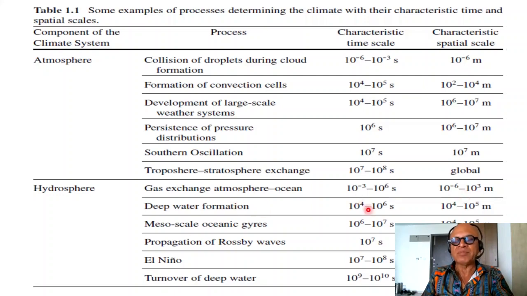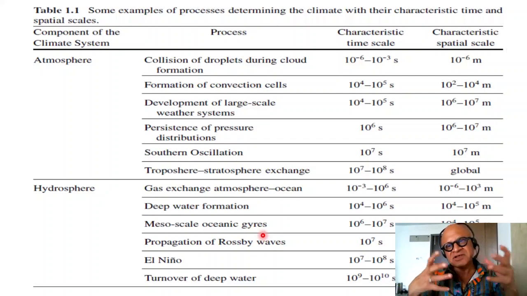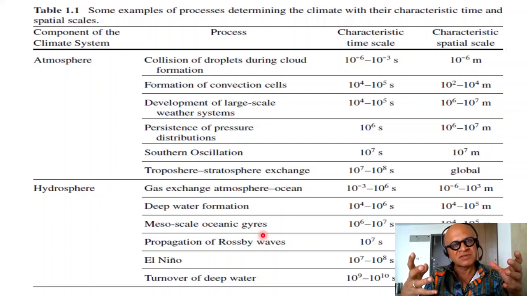Deep water formation happens on very long time scales and relatively large spatial scales. We have seen already that deep water formation happens in the North Atlantic, Ross Sea, Weddell Sea, and so on, so they are regional scales. Mesoscale oceanic gyres. Meso is kind of a catch-all word sometimes, but let's not get into it. These are in the range of 10 to the 6 to 10 to the 7 seconds in time scale, 10 to the 4 to 10 to the 5 meters in spatial scale.